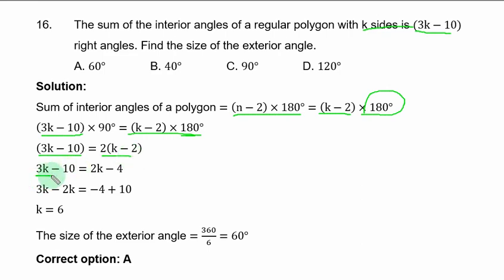If you open the bracket, you have 3k minus 10 equal to 2k minus 4. Collect like terms, you have it in this form. If you add and subtract, you have k is equal to 6. Now the size of the exterior angle, you know that all the exterior angles, their sum is 360 degrees. So to get the size of the exterior angle, you divide 360 by 6, and that is 60 degrees. So A is the correct option.